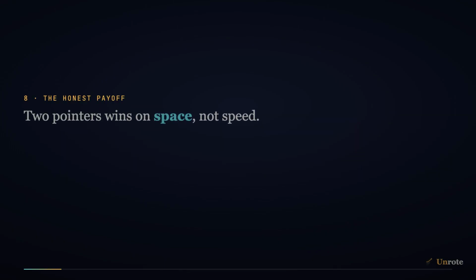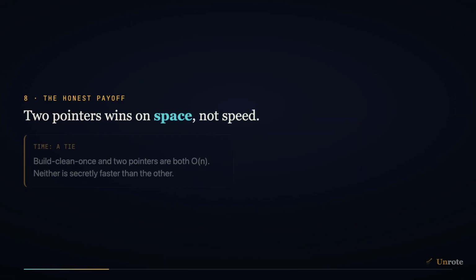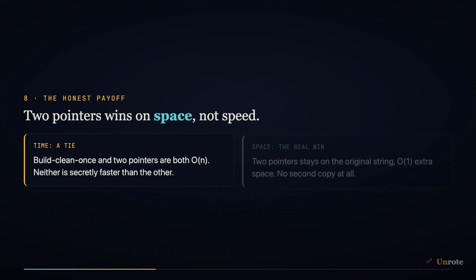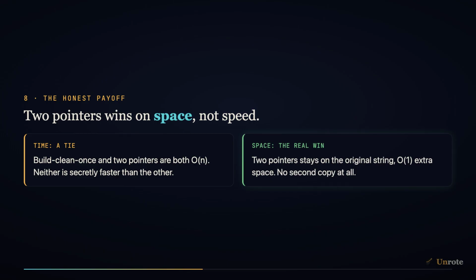Now be honest about the real win. 2 pointers is not faster than building the clean string. Both are linear time. What you save is space. You drop the extra copy of the string completely. Same speed, less memory, simpler code.